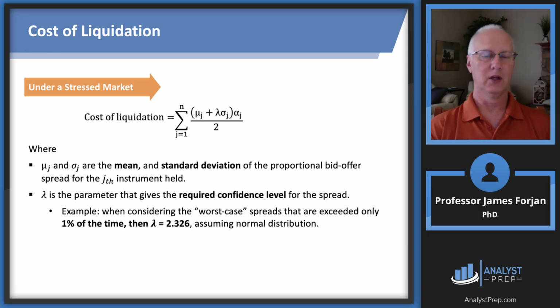We need a mean, so there's the Greek mu, and then we need a standard deviation, so there's the lowercase sigma. Notice the formula is identical except for the stuff inside of the parentheses. Now the lambda there is a reference to assumptions of normal distributions, again with a required confidence level, and so we'll just use 2.326 assuming a normal distribution.